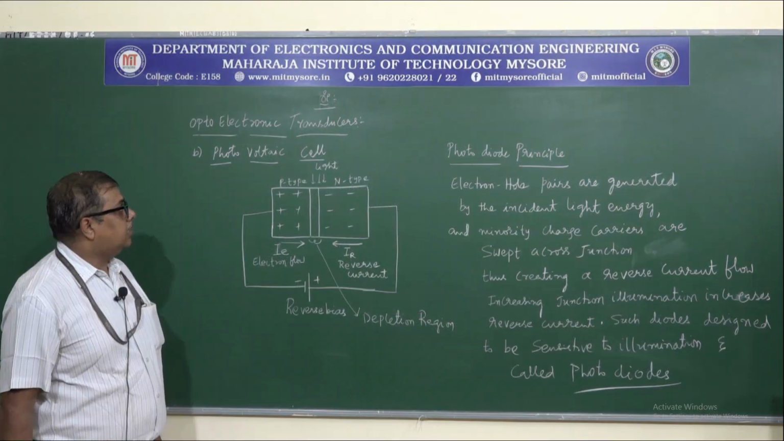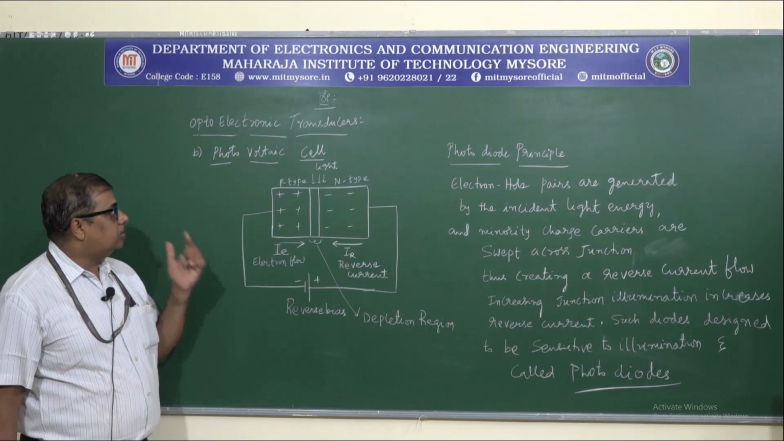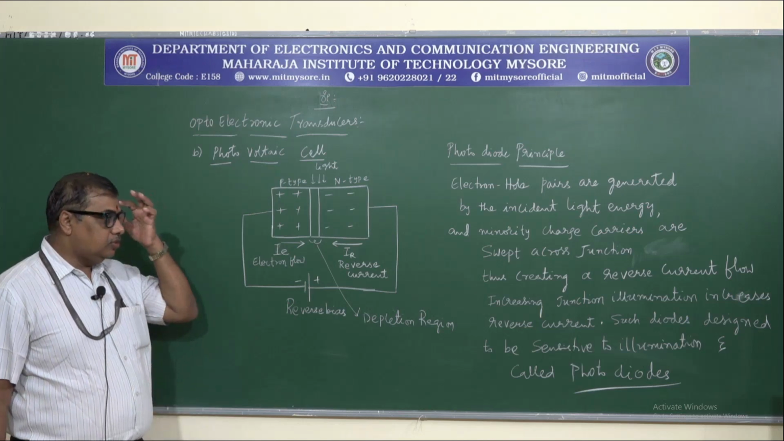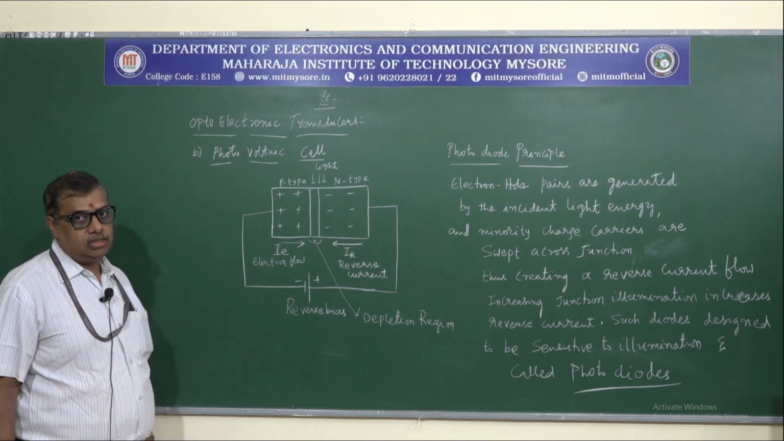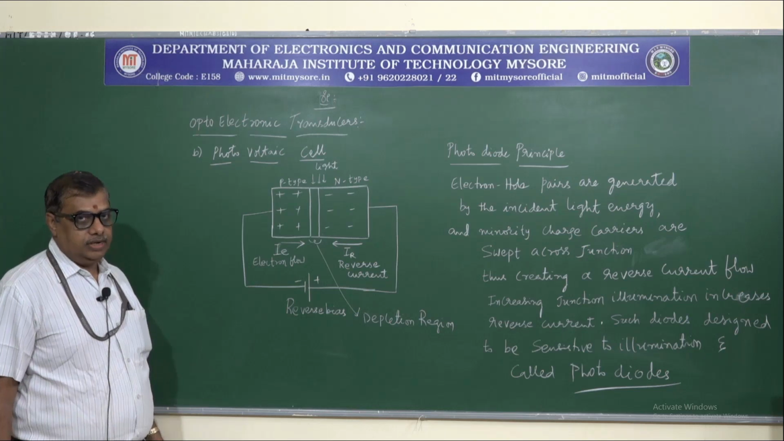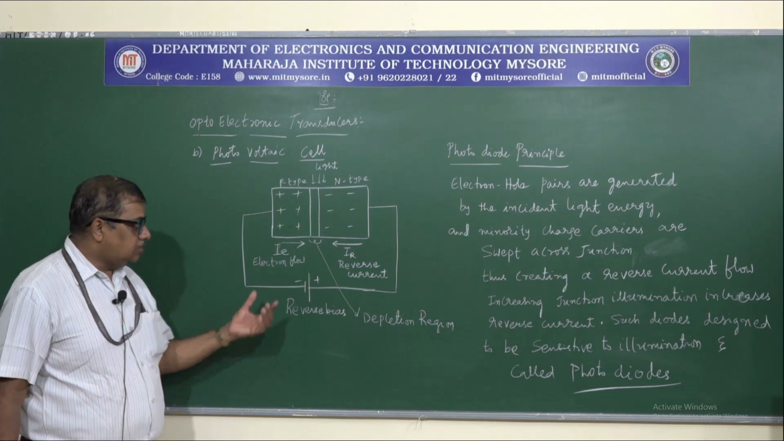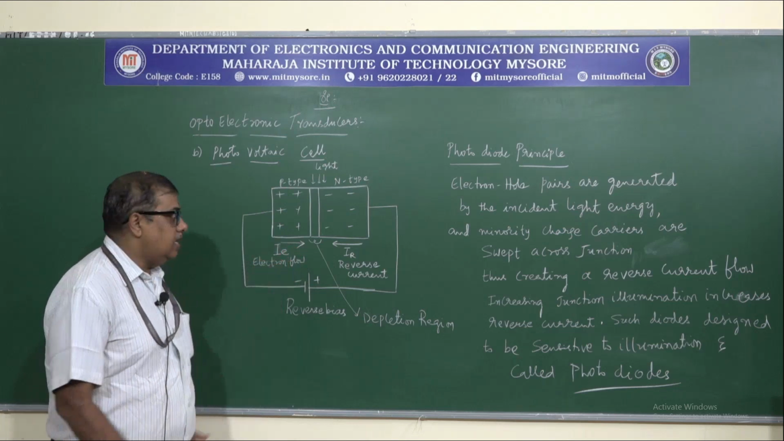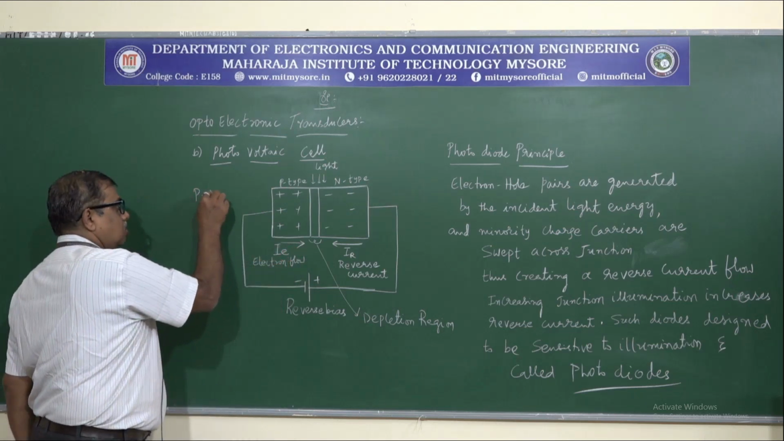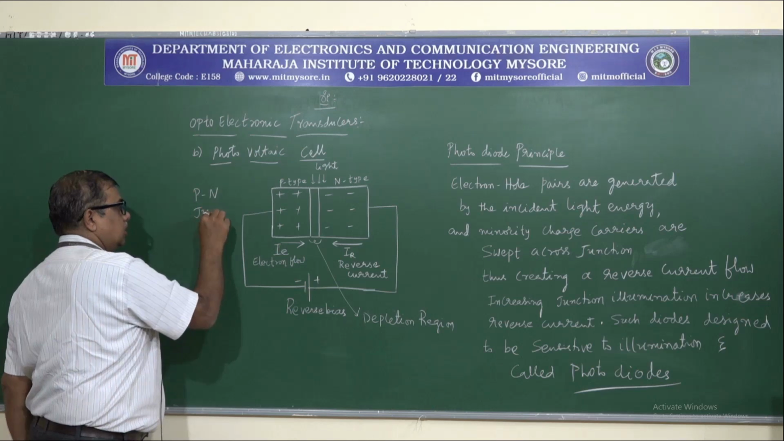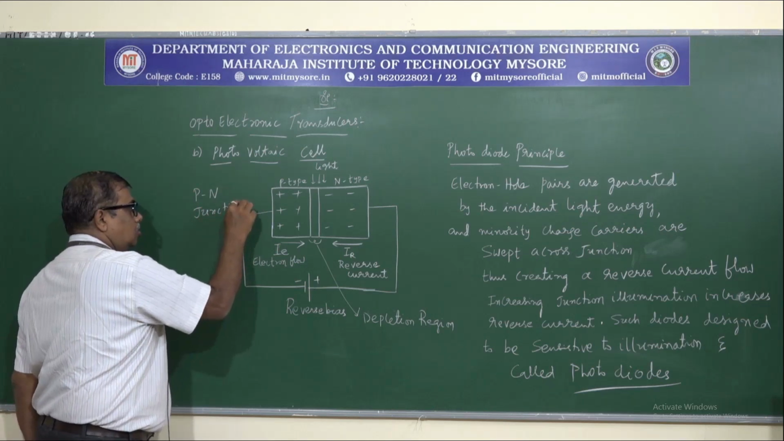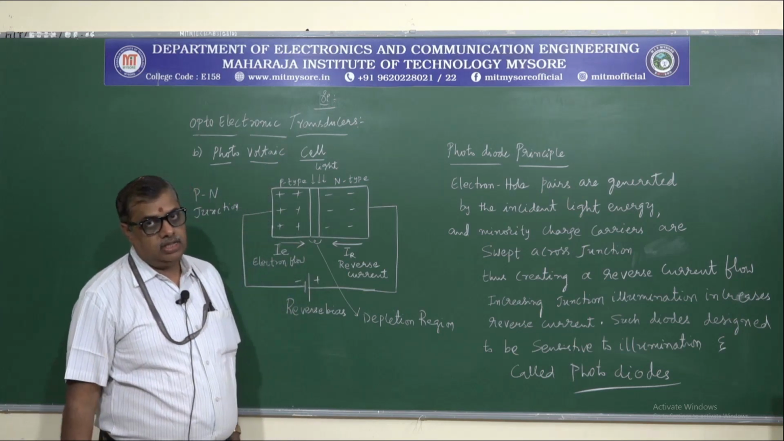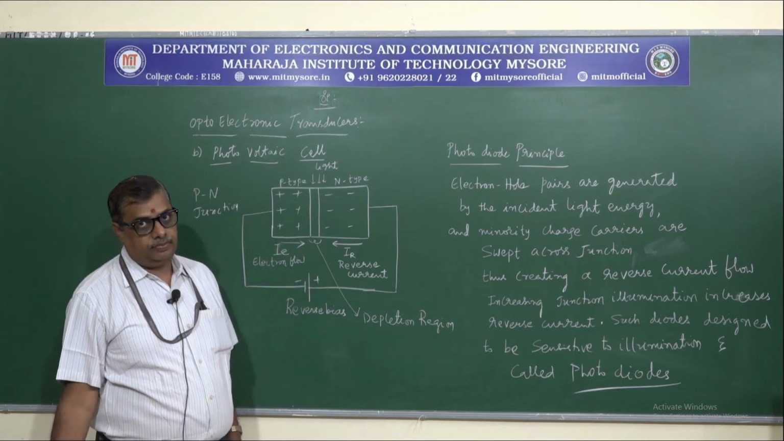Now, the second type of optoelectronic transducer is called a photovoltaic cell. Let us see how this photovoltaic cell, also called a photodiode, works. Let us see this figure. This is a typical PN junction diode, as you all know. A diode normally works in only one direction, the forward direction.